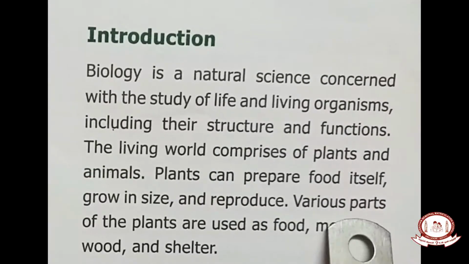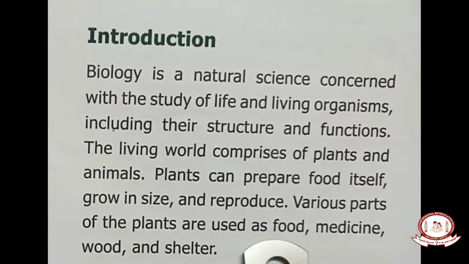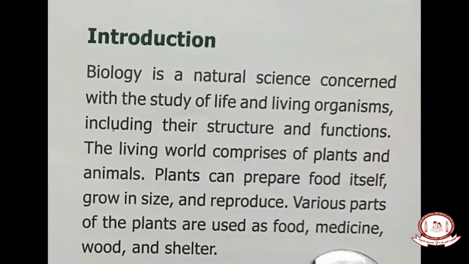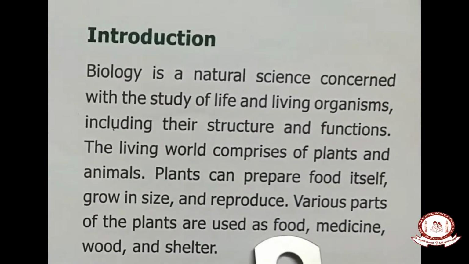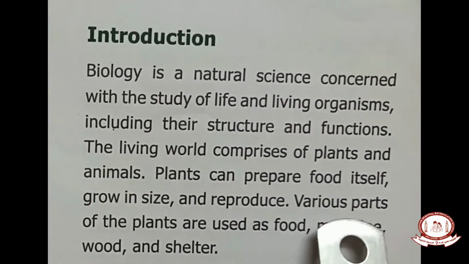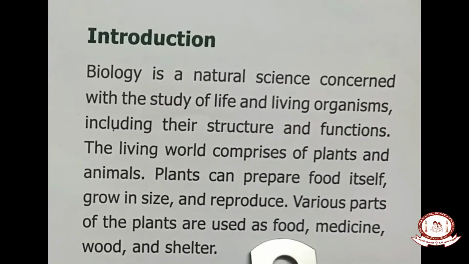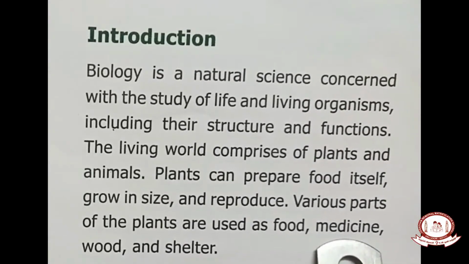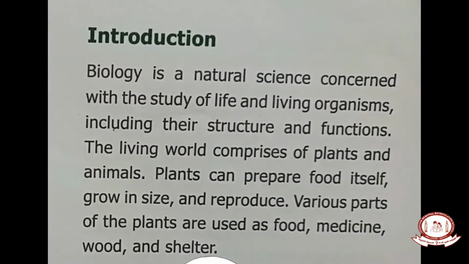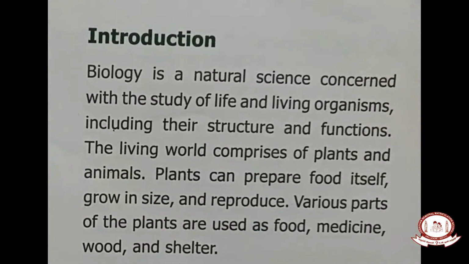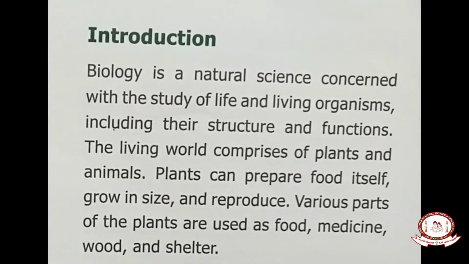And various parts of the plants are used as food. It may be food or it may be medicine, wood and shelter. We are getting many useful things from plants. The food we eat comes from plants, medicine we are getting from plants. We are using plants for making furniture, wood and shelter. For building the house, we need plant parts, the wood we need. Okay, children, do you understand?